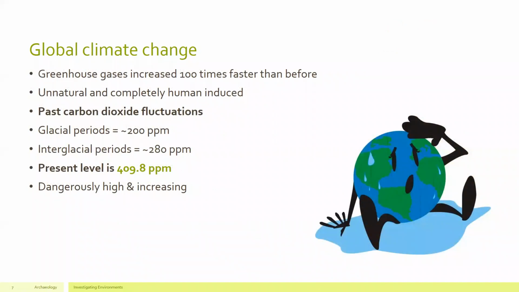Greenhouse gases have increased at least 100 times faster in the recent century or 2 centuries than they have at any other time that we have been able to measure, going back hundreds of thousands of years. It's unnatural and it's completely human caused. Therefore, the implications are really unfounded, right, for this rate or speed at which we're warming up the planet.